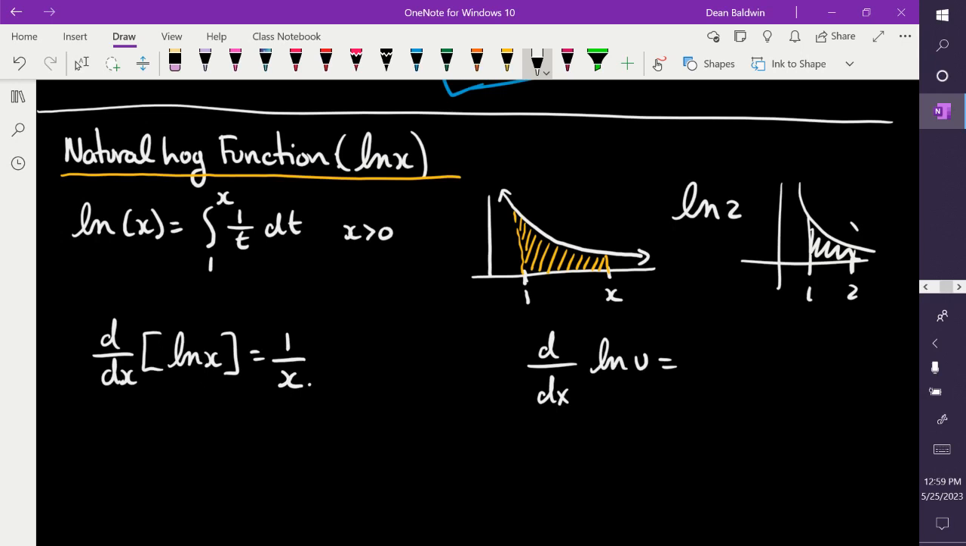The second fundamental theorem says if you take the derivative of an integral, they essentially cancel each other out, right? So you just plug in the variable, and then you multiply by the derivative of that variable, but in this case, that would be 1. So it's just 1 over x. So if I had the derivative with respect to x of the natural log of u, it would be 1 over u.